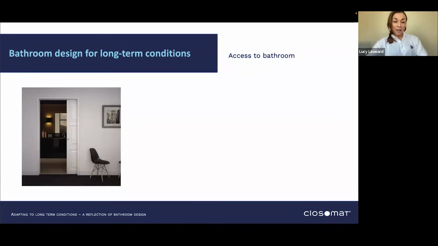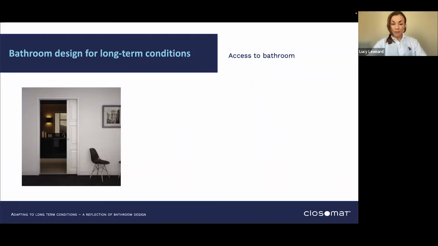One of the things I get asked a lot about is pocket doors for access to bathrooms. If you're not aware, a pocket door is a sliding door that slides into the wall, so it completely doesn't take up any room either inside the bathroom or on the landing or in the hallway. And they're a great way for ensuring that there's maximum space in the room. The only thing to consider is that if the door goes wrong or needs repairing, it's quite difficult to get inside the mechanism to repair it. So that's just one consideration.